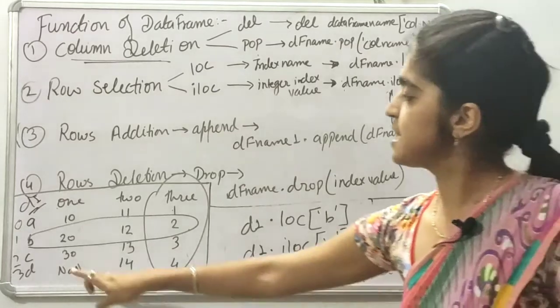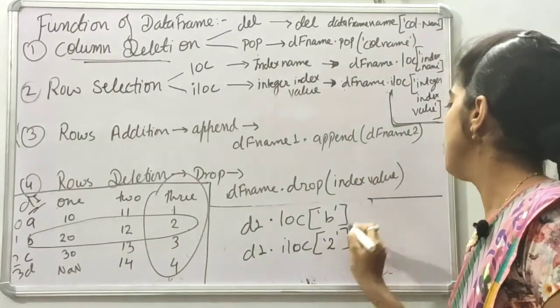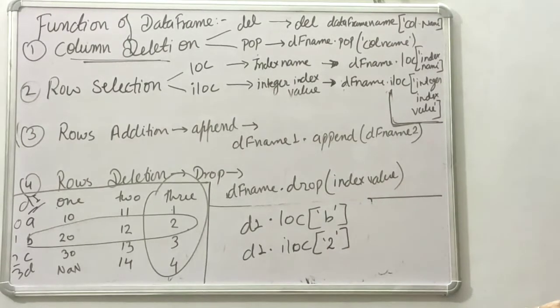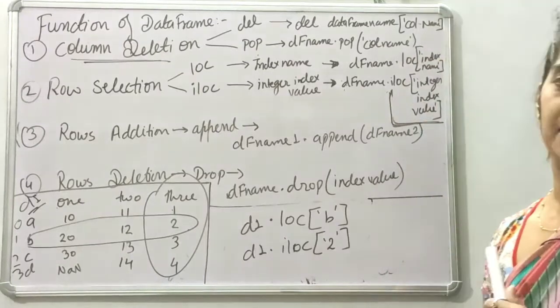If you want to select the third row, meaning the C row, then write 2. Then the third row will be selected.